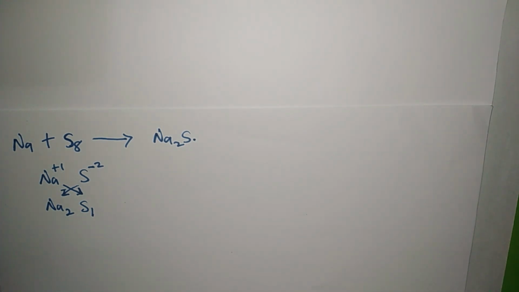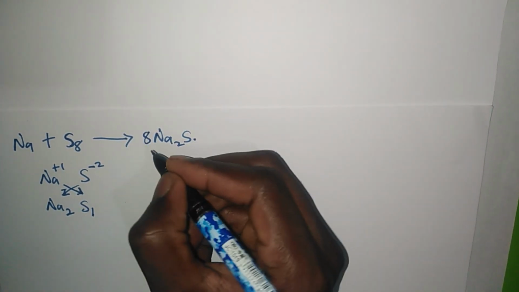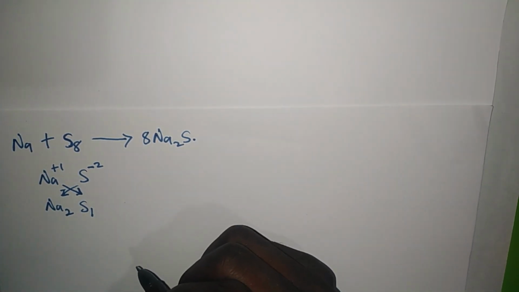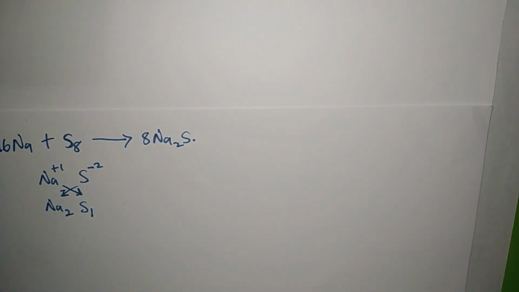Now, to balance this equation, you know that we have 8 sulfur in this side, so you put 8 here. So we now have 8 sulfur this side and 8 sulfur the other side. But now we have 16 sodium, so you add 16 here. The equation is now balanced.